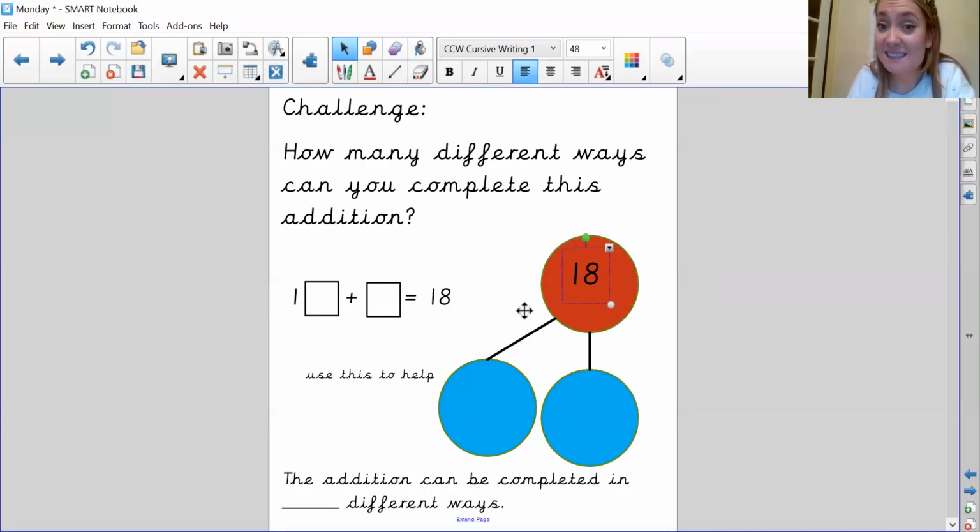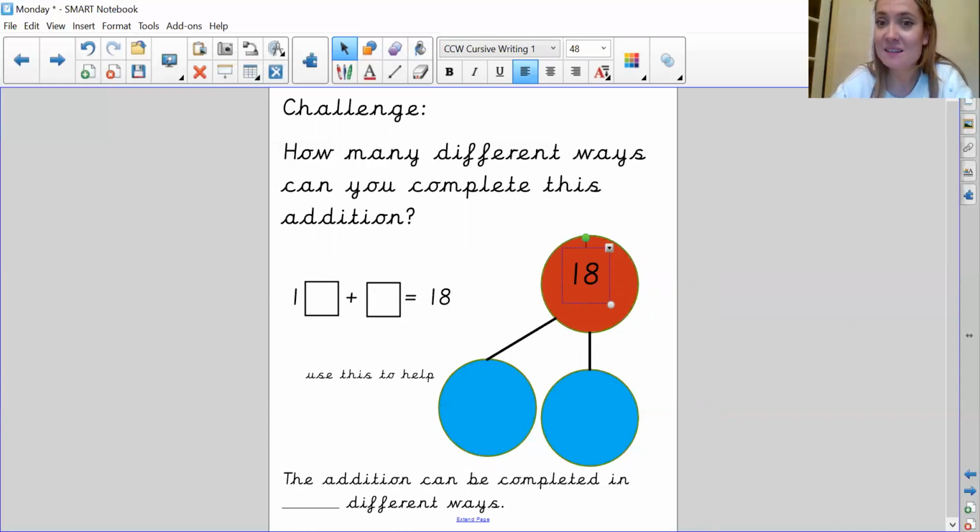Then when you've done that and seen how many different ways you can complete this number sentence with the missing numbers, I want you to put the addition sentence. The addition can be completed in different ways. So I want you to tell me how many different ways I can complete that addition. Do you think you can do that? It's a bit of a challenge.